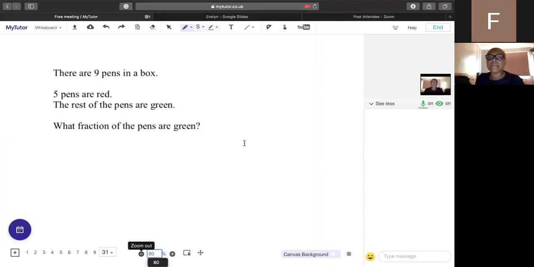So if we have 9 pens in the box, 5 are red and the rest are green. If we did 9 take away 5, we get 4. So we know how many pens in the box are green. So 4 out of the 9 are green. So our answer would be 4/9. And hopefully that concludes calculating with fractions. I hope it all made sense.